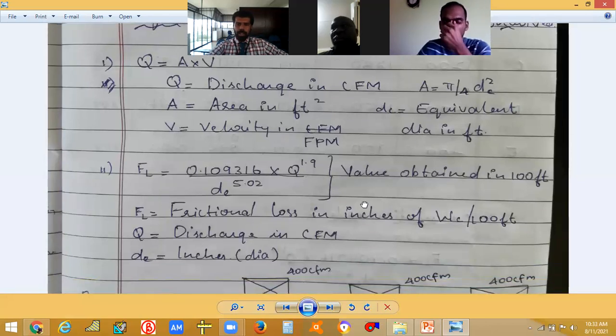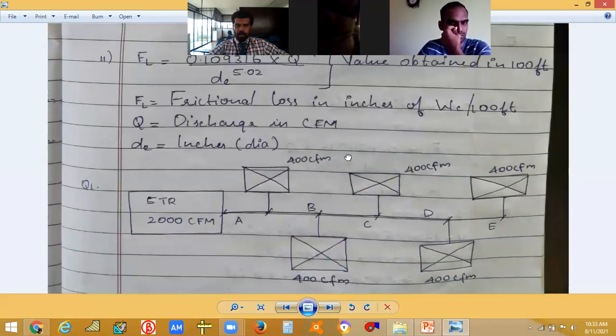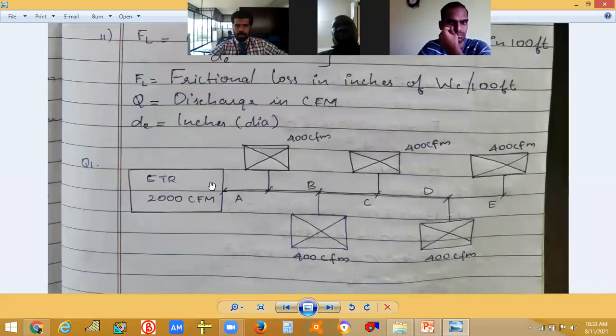Okay. Once you finish this, we can write a problem. This is a 5-ton indoor unit which produces 2000 CFM. Assume this as a duct. This is the main duct. These are the branch ducts, and assume these go to different rooms.